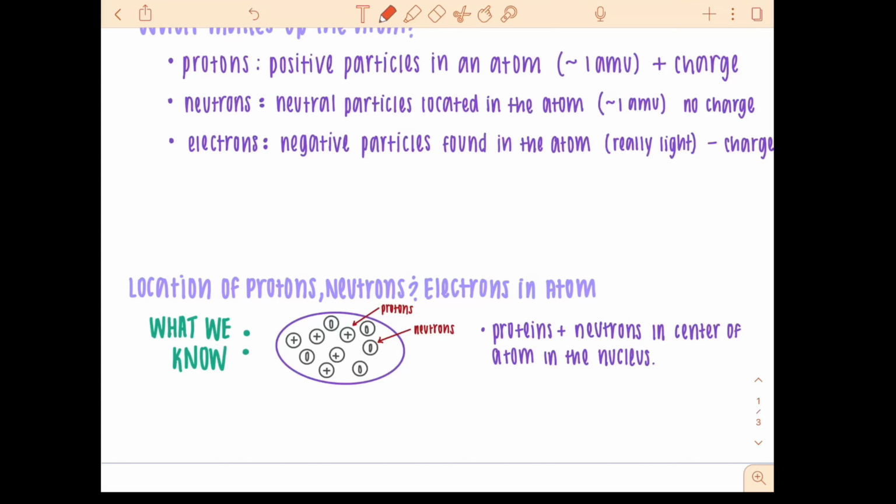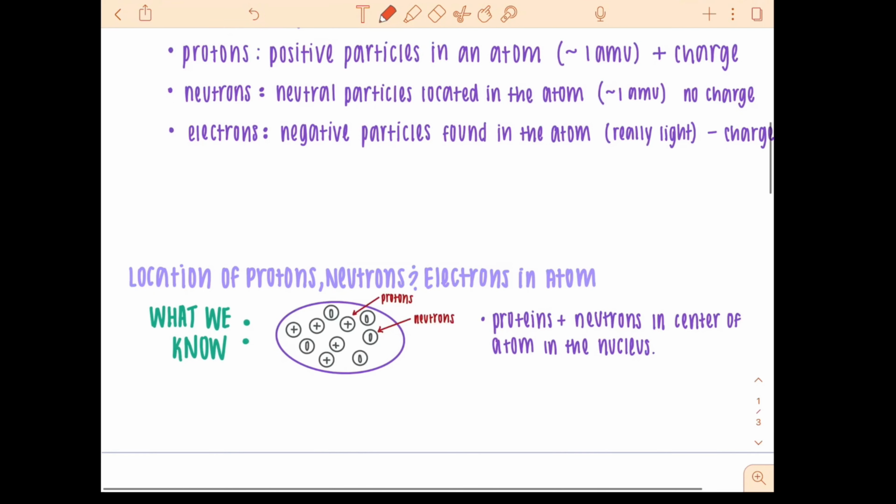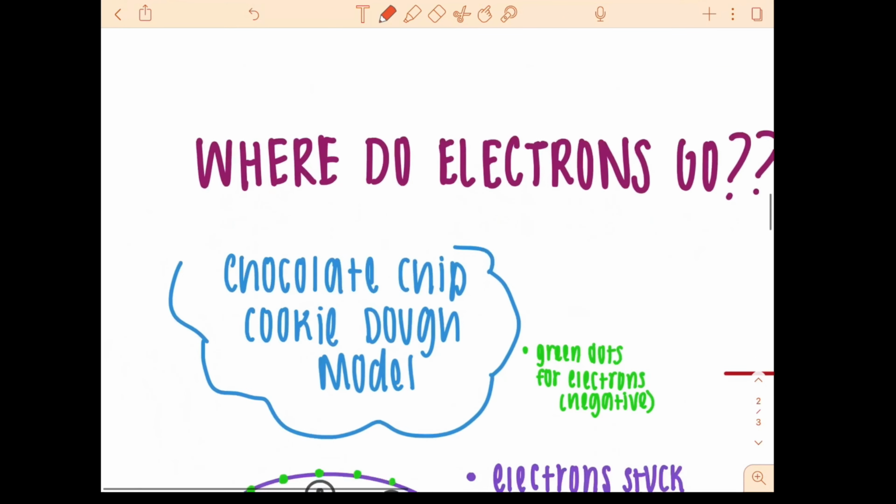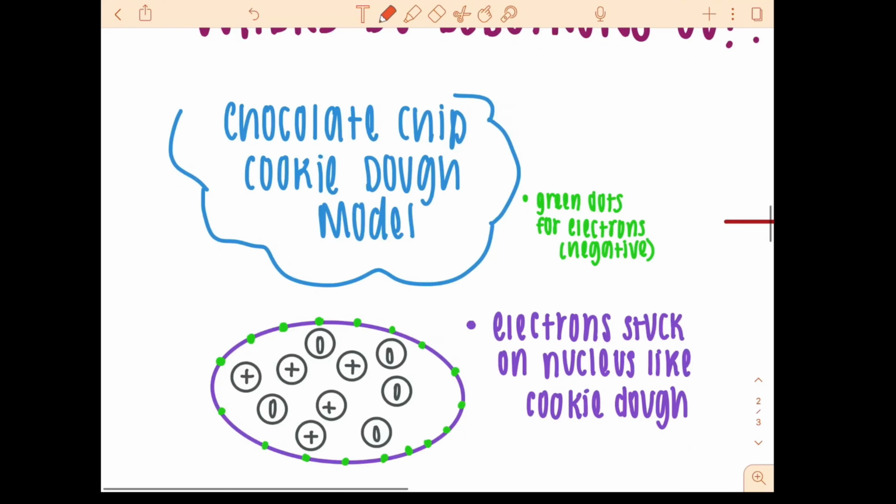But the real question was, where were the electrons in the atom? And so we didn't know about this. So we started off with the chocolate chip cookie dough model. This is a model proposed by someone just to maybe kind of put something out there for where the electrons might be. And so it kind of said that electrons were stuck on the nucleus like chocolate chips in cookie dough. And so the green dots, just for the sake of this picture, represent the negative electrons, and they were sort of stuck in there just around the nucleus.